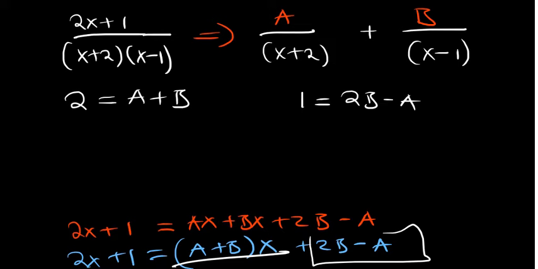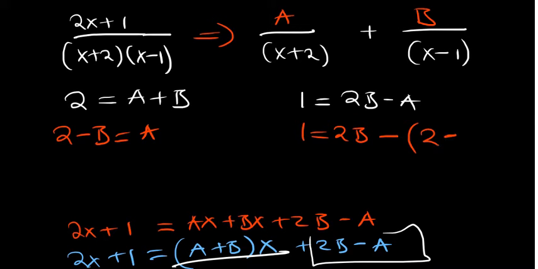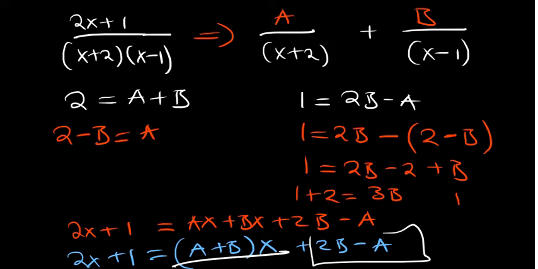Okay, so I can now take them to be simultaneous equations. So I can make a the subject in this formula. We end up with 2 minus b equal to a, and then I can substitute into the other equation 2b minus a. For the a we have 2 minus b, and then our 1 is equal to 2b minus 2 plus b. The 2 comes to the other side, we have 1 plus 2 equal to 3b, and then our b essentially becomes 1, and if our b becomes 1, we now have 2 minus 1 being equal to a.